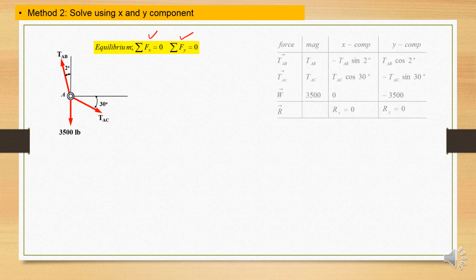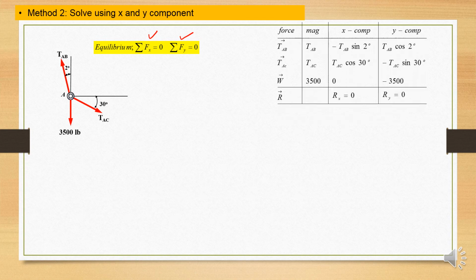Therefore we have to segregate all the forces involved using the XY table like this. Remember, this one is the force in X direction, Fx, and this one is the force in Y direction. Let's take a look at the first one, which is TAB. The TAB is located here, with a magnitude which is unknown, so I just leave it as TAB. You have to find that value.